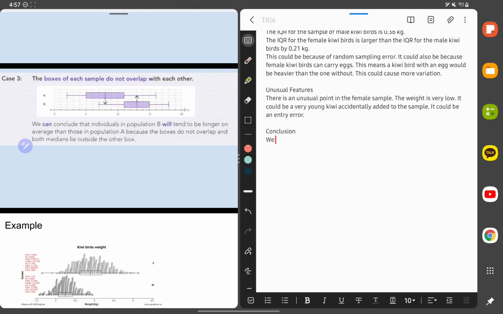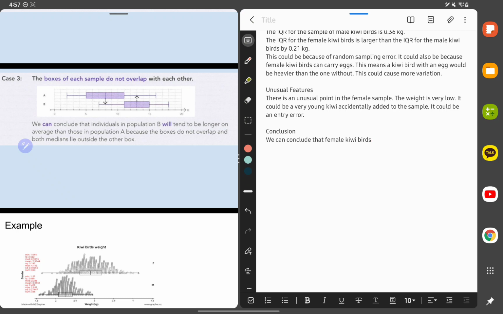So we say, we can conclude. And just look at the words that I changed. It'll be very similar, but look at the words that I changed. We can conclude that female kiwi birds, right? Now, we don't say sample anymore. We're trying to make a guess about the entire female kiwi bird population, not just the 700 that we've measured. So we're trying to make a conclusion about the entire population, right? From looking at a small sample.